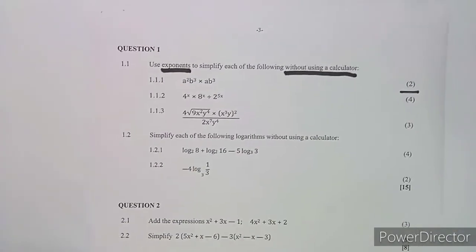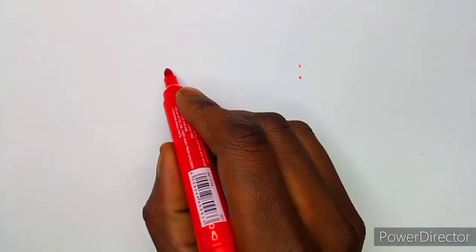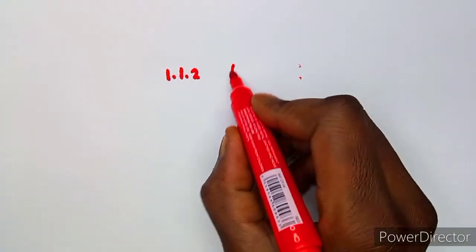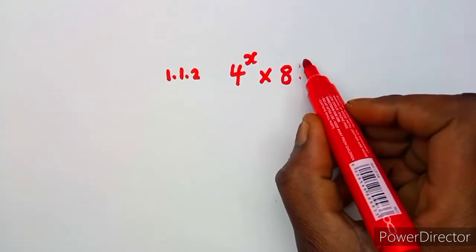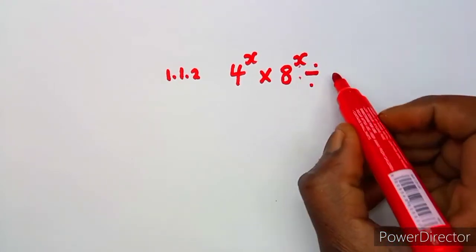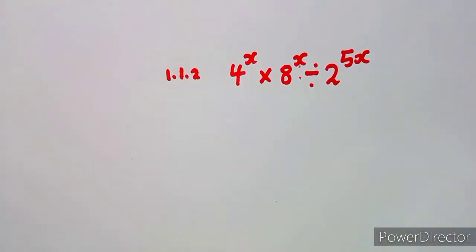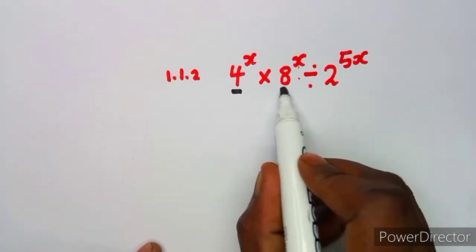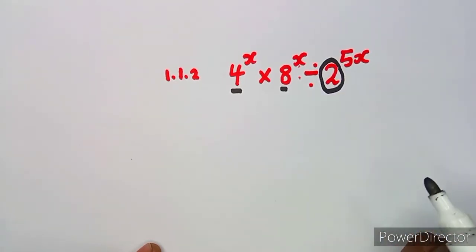Then the other question again is to simplify, and we've got 4 marks this time for this expression, which is on 1.1.2. We are given 4 to the exponent of x times 8 to the exponent of x, divided by 2 to the exponent of 5x, like this. All right, so this type of question, they like to ask if you have cross-checked most of the questions that we have been working with. So here we've got 4, 8, so we can write this in the simplest form, that is in base of 2.